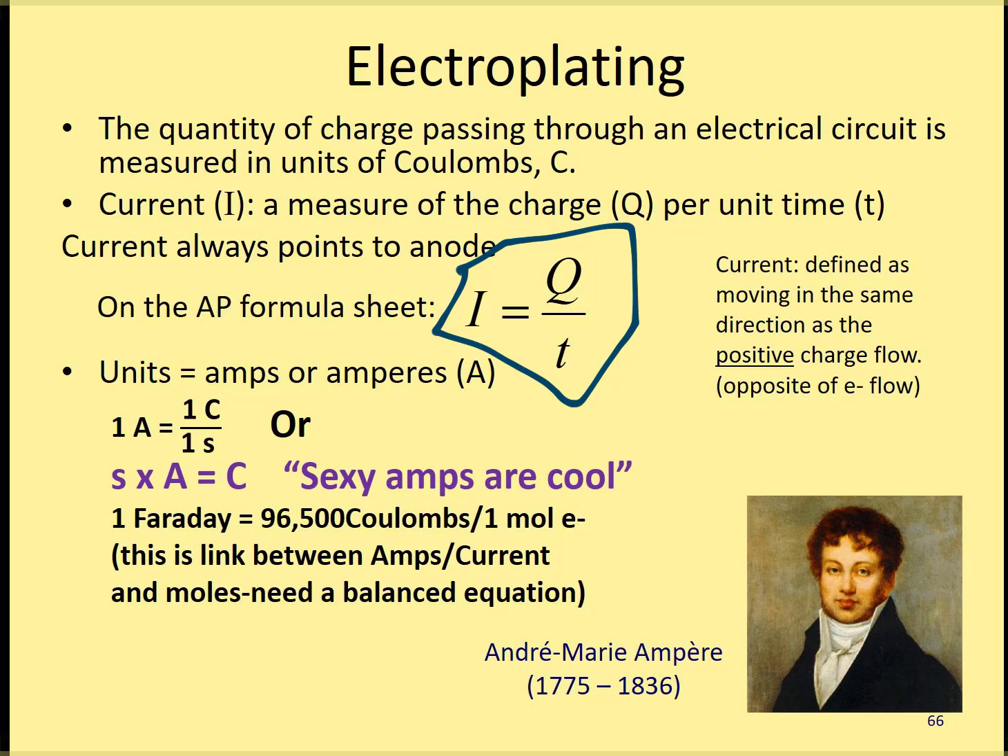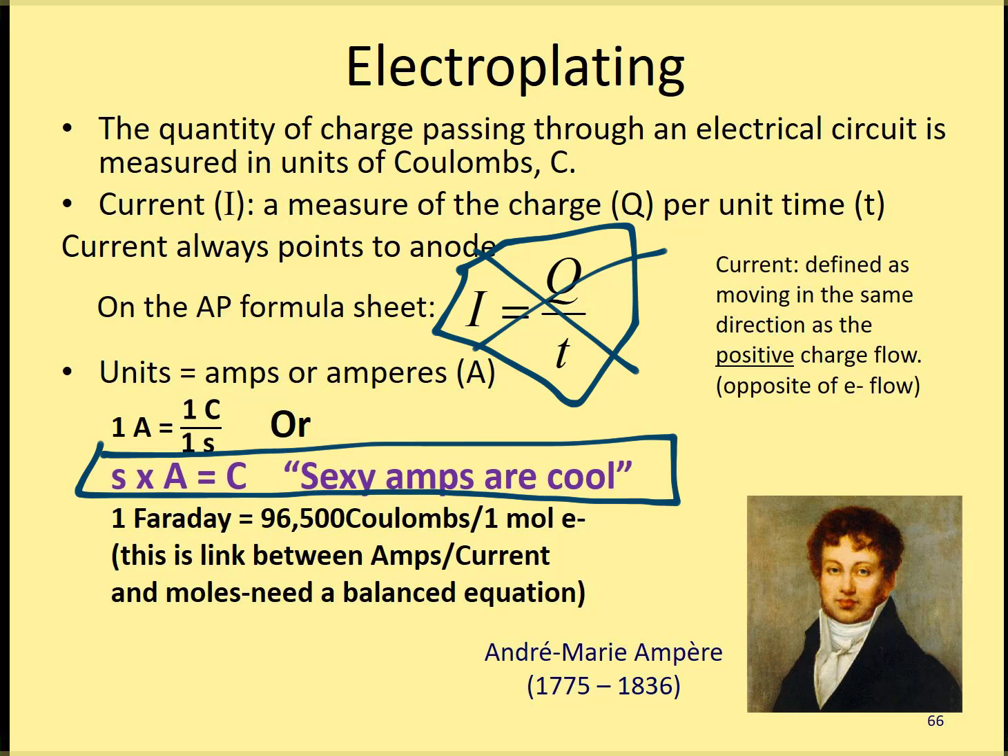It's a little bit confusing because that Q is supposed to measure the charge or the coulombs, and then the T is the time, and the I is the current. The current always flows opposite from the direction that the electrons are flowing. So if the electrons are flowing left to right, the current would be flowing from right to left. It's a little bit weird concept. But instead of what's on your data sheet, I think it's easier to memorize this. So it's seconds times amps equals coulombs.